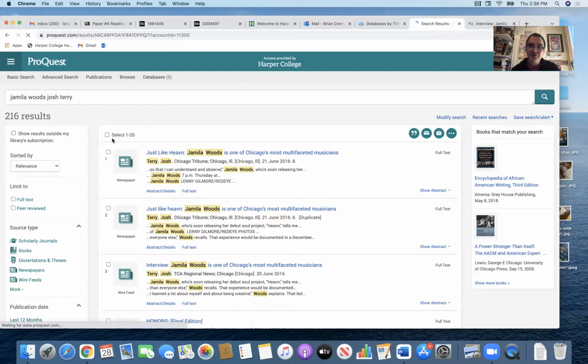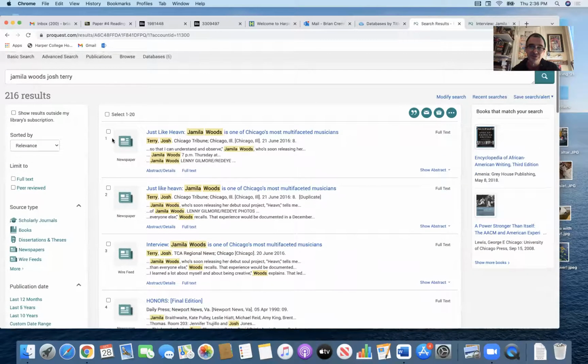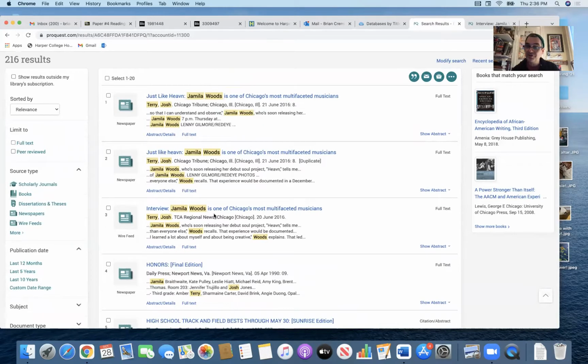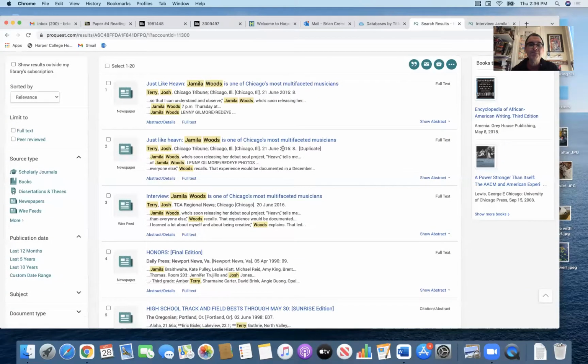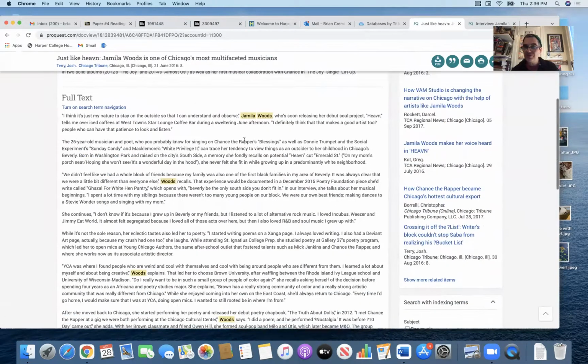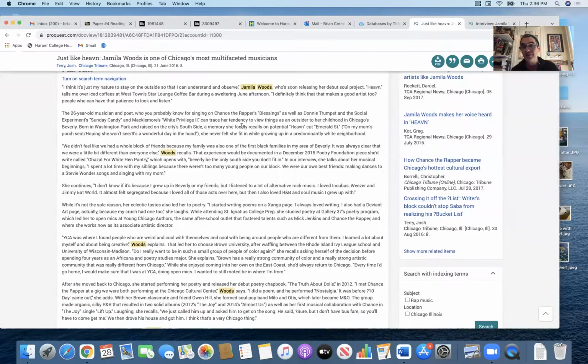There are some very good articles by Josh Terry. And the reason they're so good, like this one called Just Like Heaven, Jamila Woods is one of Chicago's most multifaceted musicians. This one here is a very good interview. The interview one is separate; these were published at a different time. But one of the great things about this article, if you're still trying to figure out which one to use, I highly recommend this one.